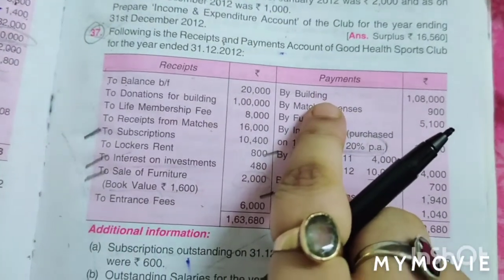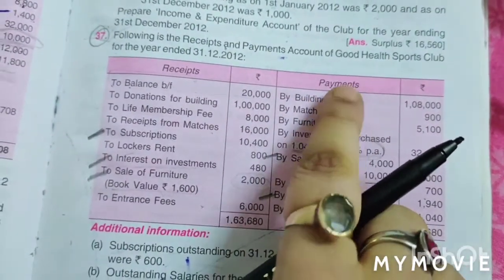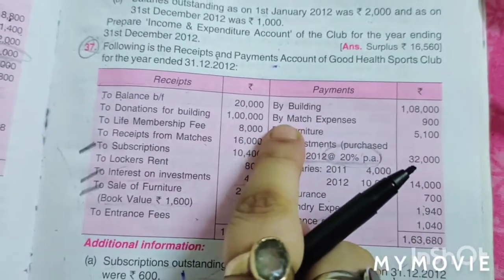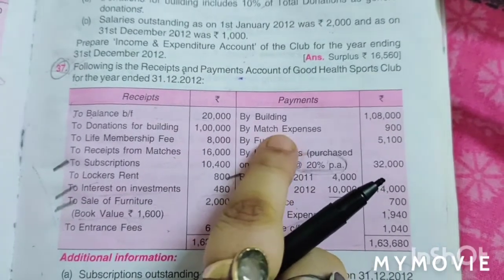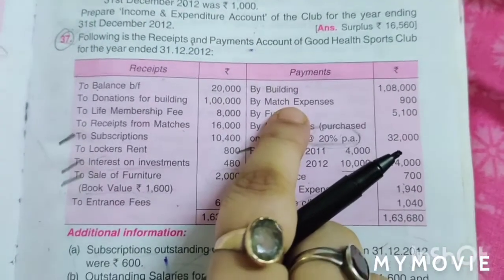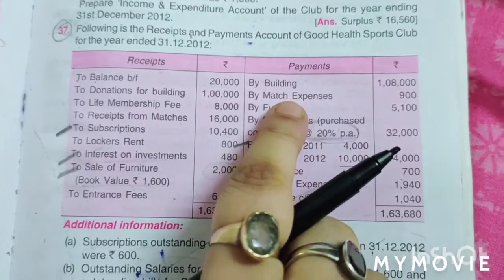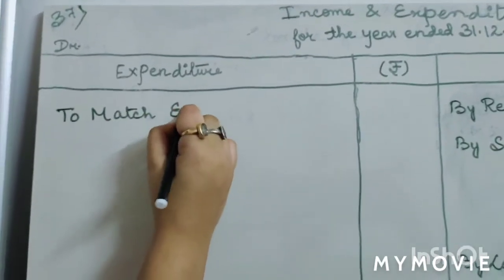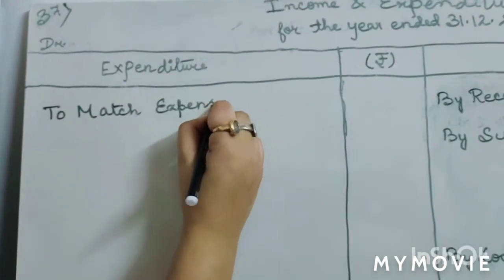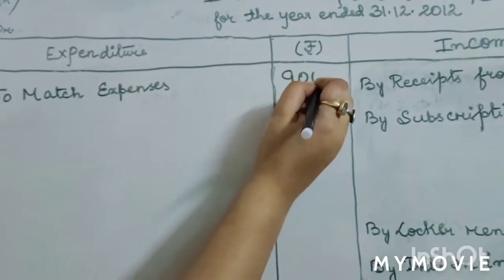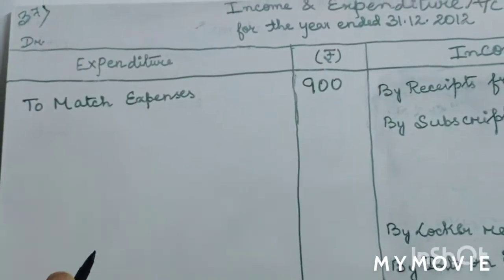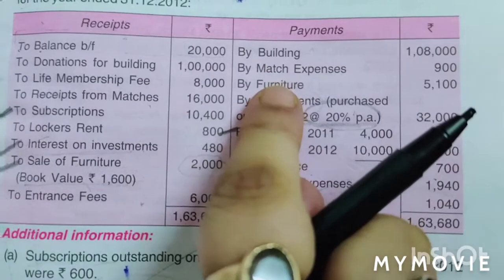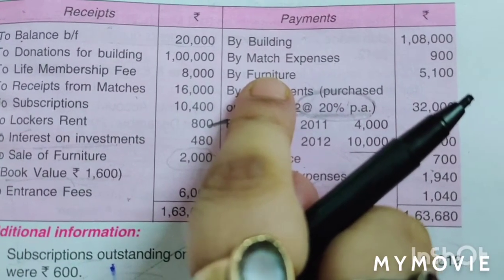Next item is building. Now this building indicates that we have purchased the building in the middle of the year, so it won't come in income and expenditure account. Next, by match expenses. This is an expenditure, so it should come in income and expenditure account in the expenditure side. To match expenses, amount is 900. Now moving on to the next item. Next, furniture. Again, this is an asset purchased in the middle of the year. Assets don't come in income and expenditure account.